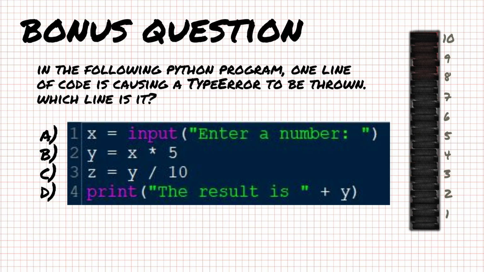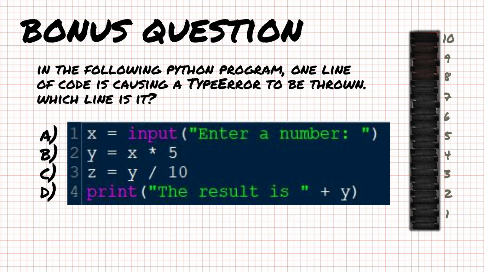This is a very tricky bonus question and well worth 5 points if you got it right. In the first line of code, we ask the user for a number and read one in with the input statement, but we do not convert it to a numeric type. So the value stored in x will be a string. In the second line, we multiply that string by 5.